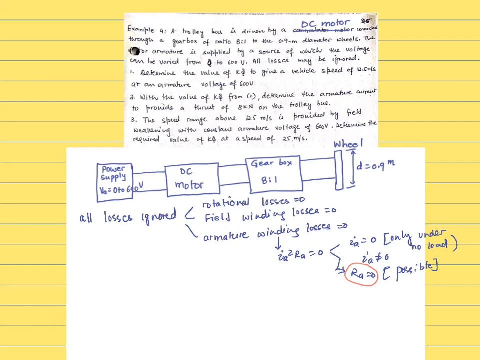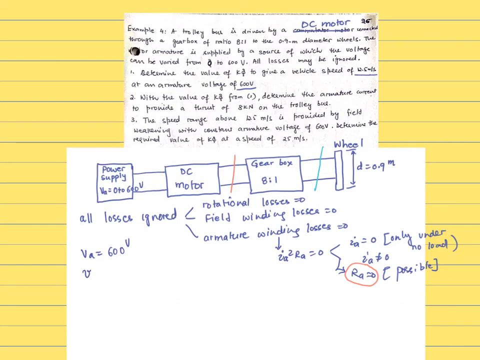Okay. Determine the value of the K phi to give a vehicle the speed of 12.5 meters per second at an armature voltage of 600 volt. So VA is 600 volt, V at the vehicle. Okay, at the vehicle. So here you have the values, and here you will have different values.